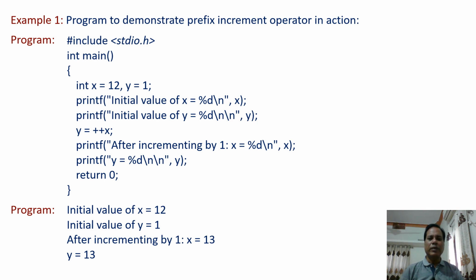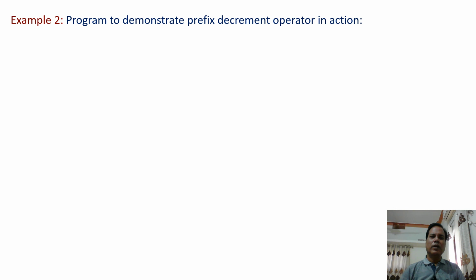So here a main point is that in case of the prefix increment operator, first the value of the variable is incremented, then that value is assigned to the left side variable. This point should be taken into account. Now let us discuss another problem.